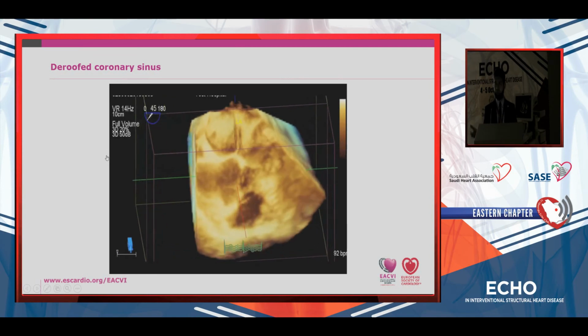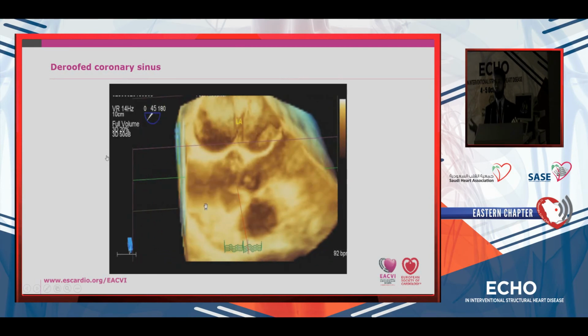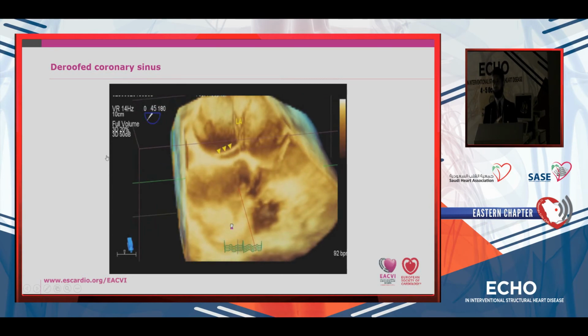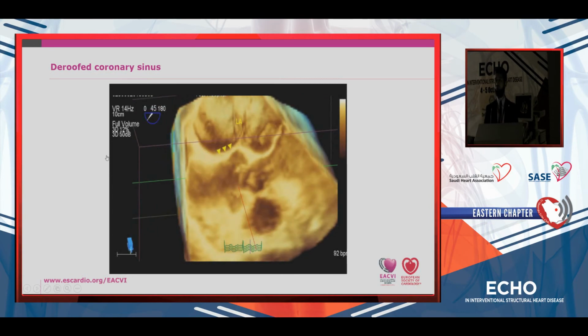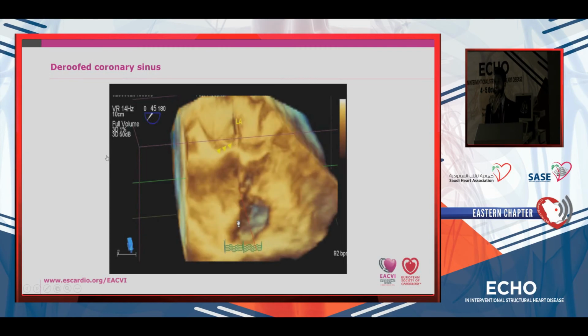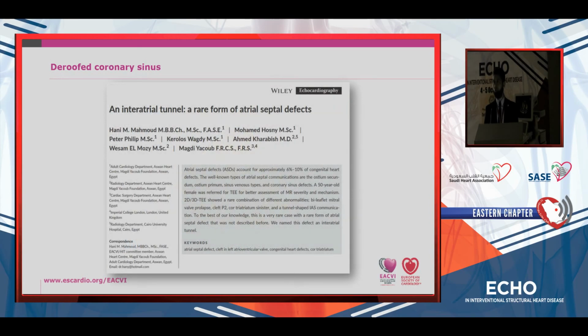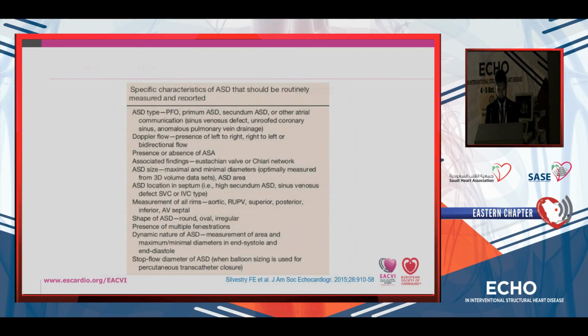I didn't find this suitable for any name. It is not a sinus venosus. It is not high ostium secundum. It is not ostium secundum. It's not a PFO. So I named it tunnel, interatrial tunnel, because it's like a tunnel between both. And we have actually published that. It was reviewed thoroughly by a lot of reviewers, and they were against naming it like this. But at the end, I could fit it in. I published that under the name of interatrial tunnel, a rare form of atrial septal defect.